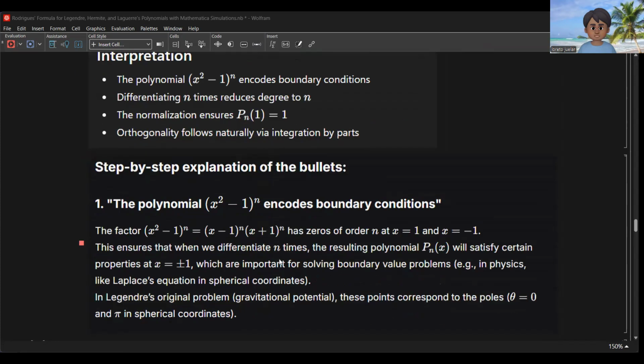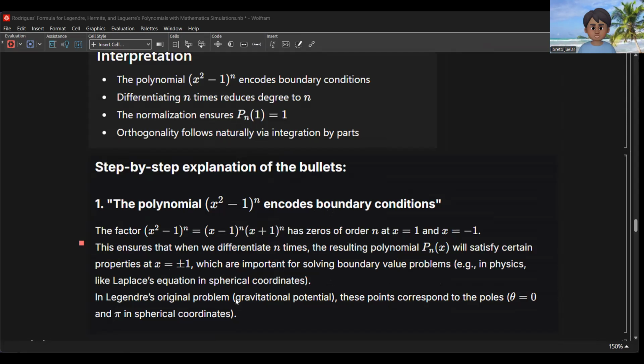So we have the explanation here, a step-by-step explanation of the results. The polynomial (x squared minus 1) raised to the n encodes a boundary condition. We have the factor (x minus 1) to the n times (x plus 1) to the n. This has a zero of order n at x equal to 1 and x equal to negative 1. This ensures that when differentiating n times, the resulting polynomial will satisfy certain properties at x equal to 1 and negative 1, which is important for solving boundary value problems.